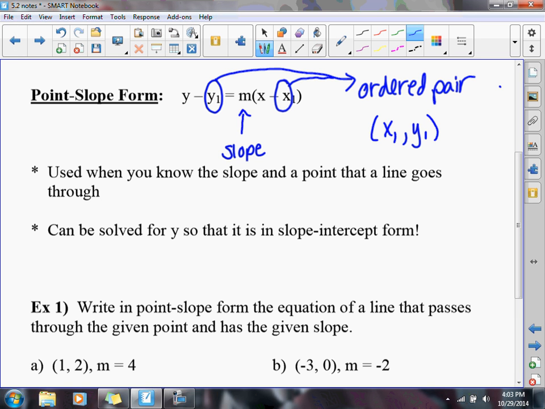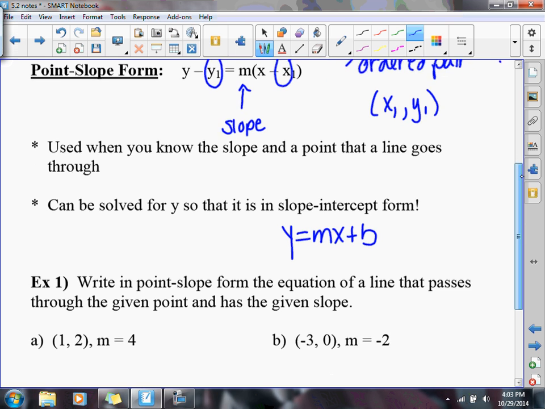So we're going to use a point and a slope in order to write the equation of the line. So this equation is used when we know the slope and a point that the line goes through. And the nice thing about it is that it can be solved for y so that it's in slope-intercept form, y equals mx plus b, which is what we talked about in the previous section. So that's the nice connection between these two equations.